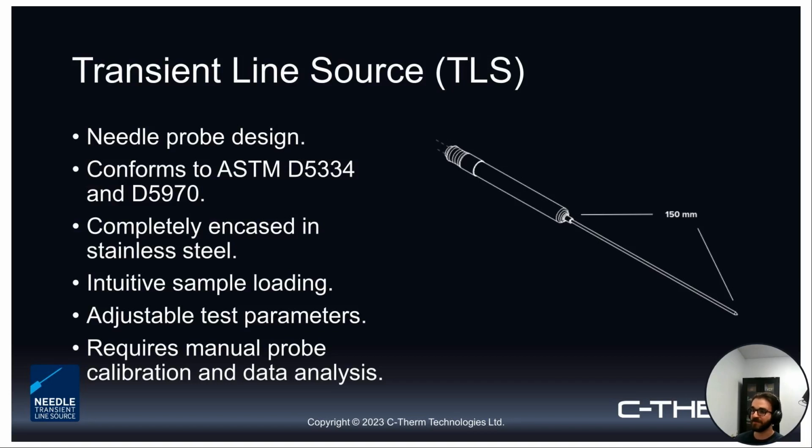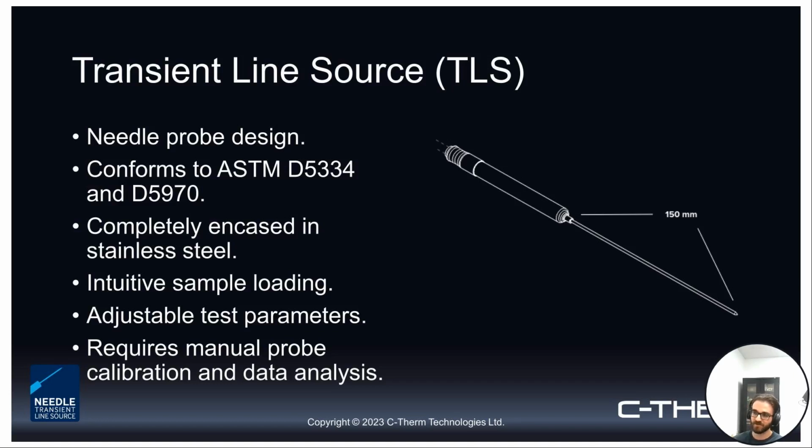All right, and then lastly here, we do have a little bit of information on the transient line source, or TLS. So the TLS, it's a needle probe style sensor. It is the one that I would say is most different in design compared to the other options on Trident. TPS and MTPS both being flat sensor surfaces that come in contact with the sample. The TLS, of course, is this needle probe.